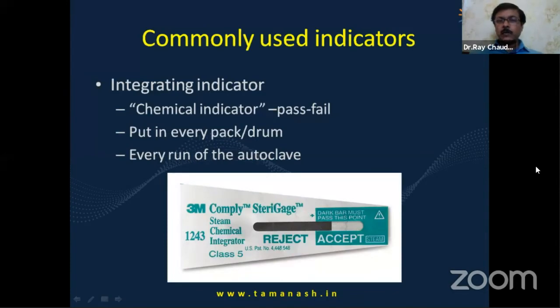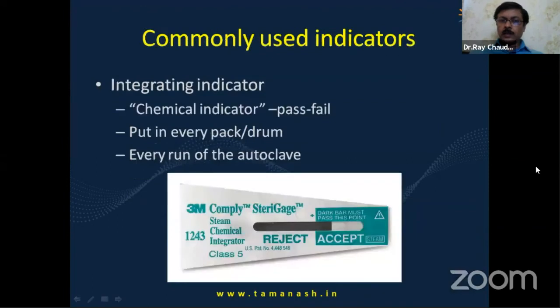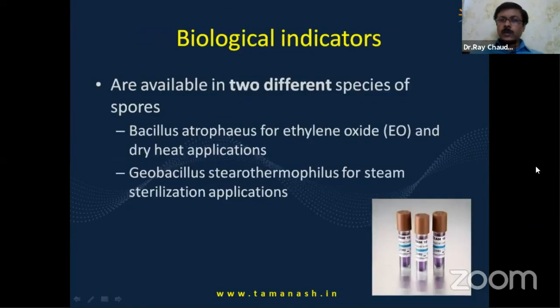The integrating indicator or the chemical indicator is a pass-fail indicator, which checks both temperature and pressure. So integrating chemical indicators should be used in every run of the autoclave.